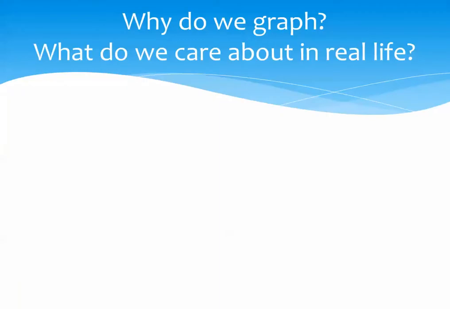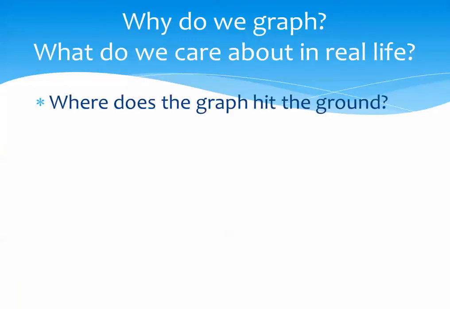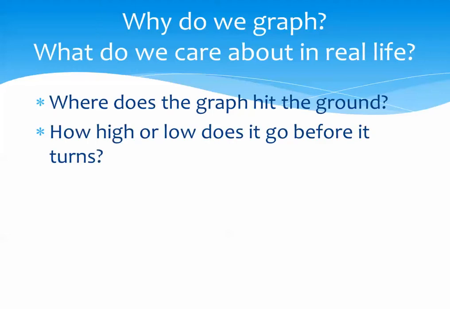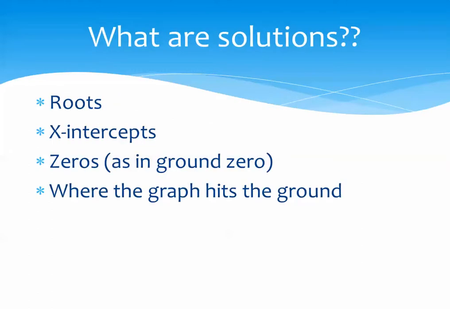Alright, so remember what we really care about when we graph it is we need to know where it hits the ground and how high or how low does it go before it turns. We need to know the turning points, we need to know the intercepts, and then we can eyeball the rest, right? So if I ask you for the solutions, if I ask you to solve a quadratic, remember those are the roots, the x-intercepts, the zeros, because that's where ground zero is. We need to know where it hits the ground. And recall, if we know where it hits the ground and we know the line of symmetry is exactly in the middle, then we can find the vertex and we have our 3 points. We don't need a t-chart, just 3 little points.